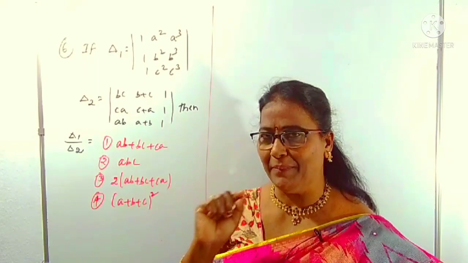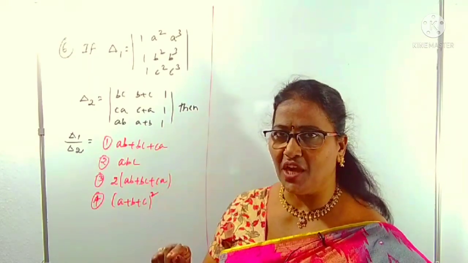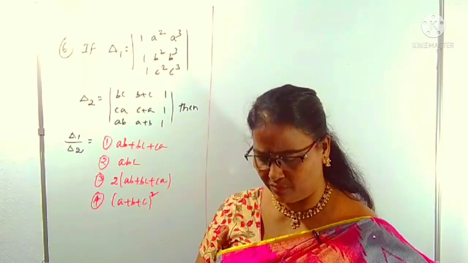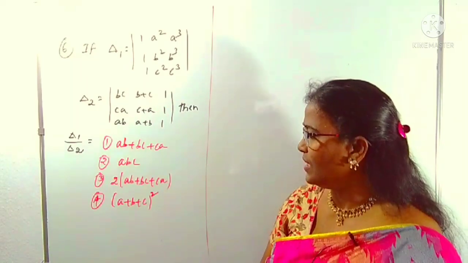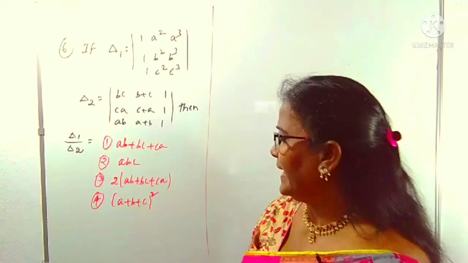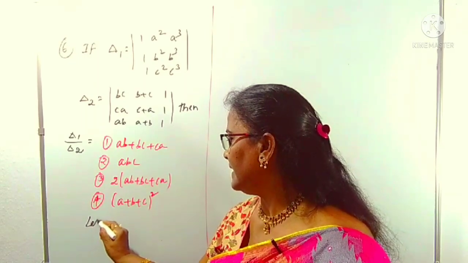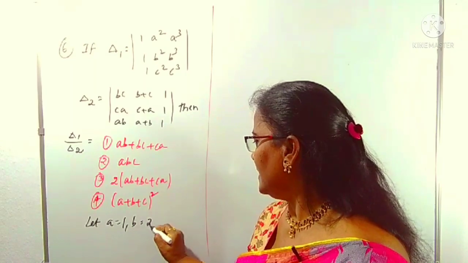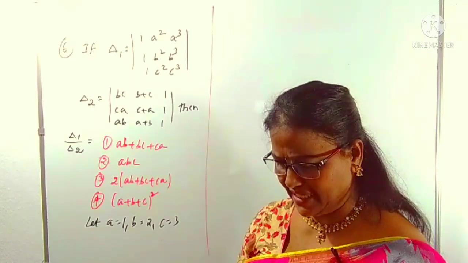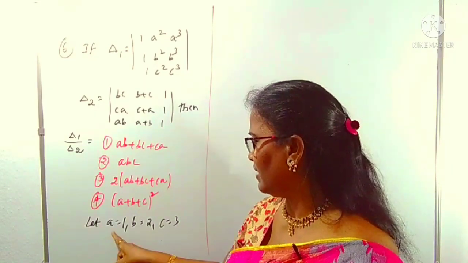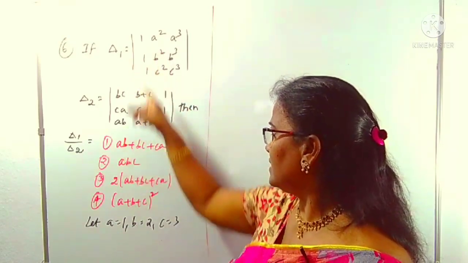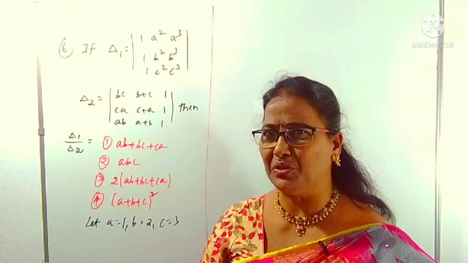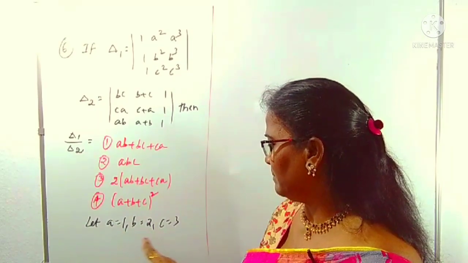Take care by making assumptions in short tricks. Simple values you have to take for A, B, C. So what are the simple values? I am doing it like this. Let A be 1, B be 2, C be 3. Any values you can take, but don't take zeros. If any one of them is 0 or all are ones, both determinants are zeros. That's why you can take different values like 1, 2, 3. A, B, C I have taken as 1, 2, 3.